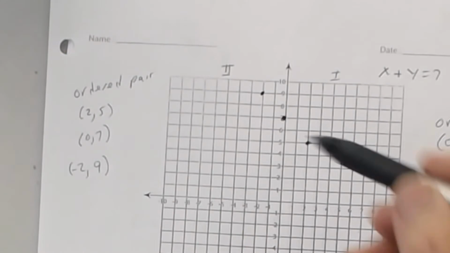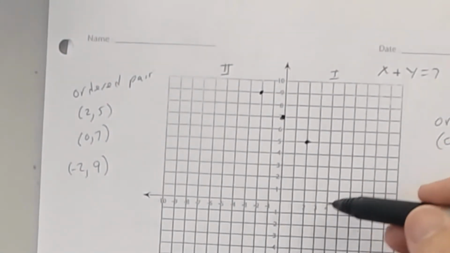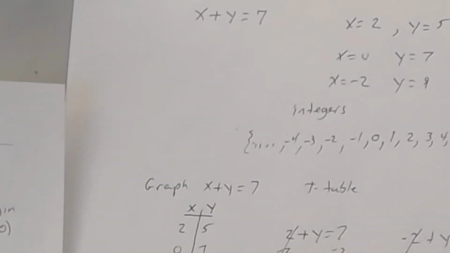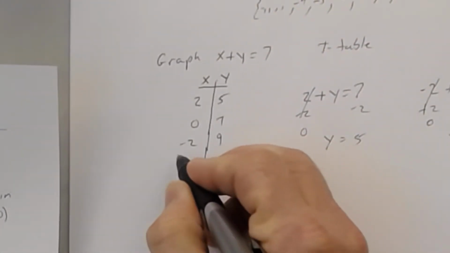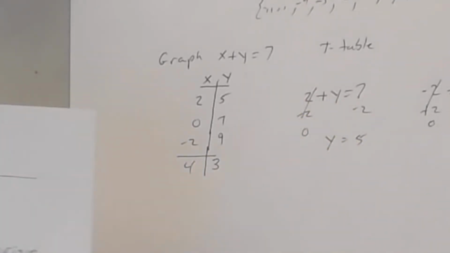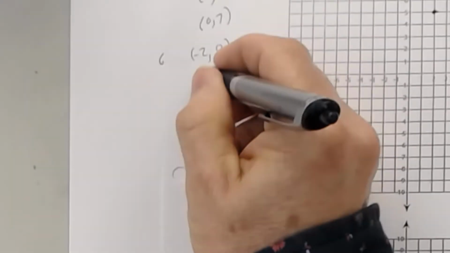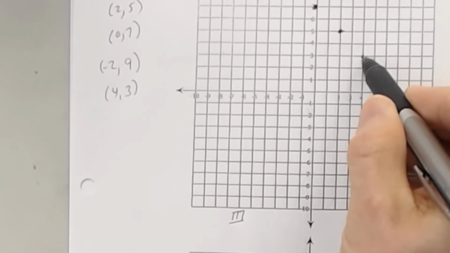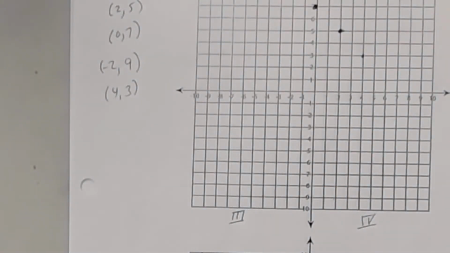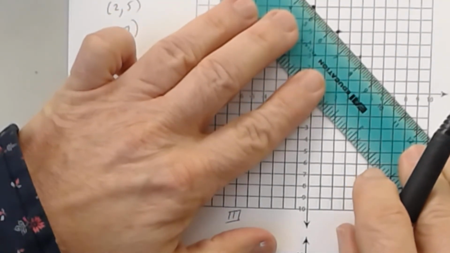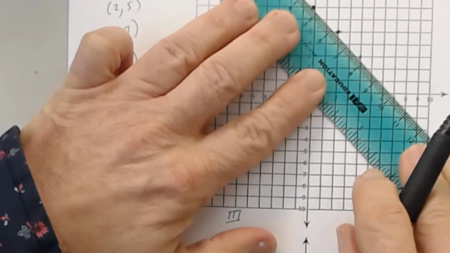See, if I kept on going, let's say I wanted to let x be 4. If x is 4, 4 plus what is 7? 3. So I'm going to plot the point 4, 3. I go to the right 4, and then what? Up 3. So if you look at this, do you see that all these points lie on the same line? See it?